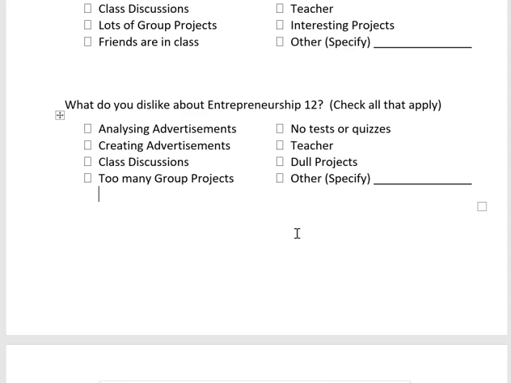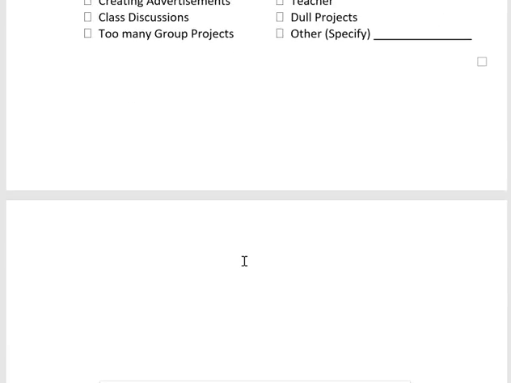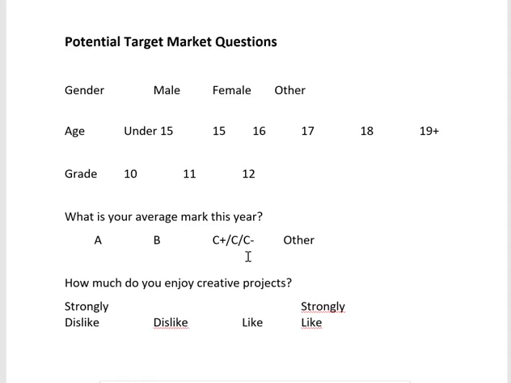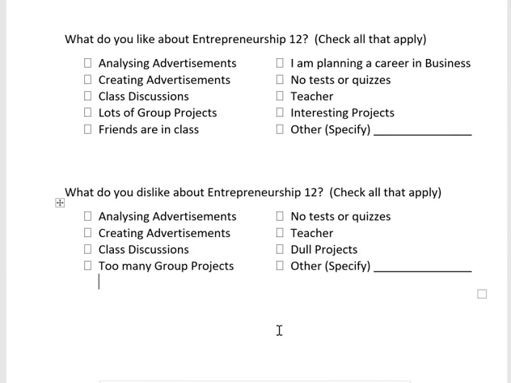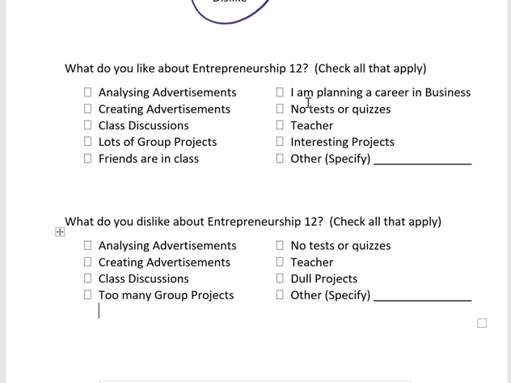Now you're going to want to continue this. You want to get 10 to 12 questions for your survey. But once you're done, you need to have some questions on target marketing. You want to look at the different answers based on segments or groups. The most common one is gender and age. In this example, I can ask the gender, and then I can go back to my questions and say, are males more likely to dislike the class, or are they more likely to like the class? I can check the answers.